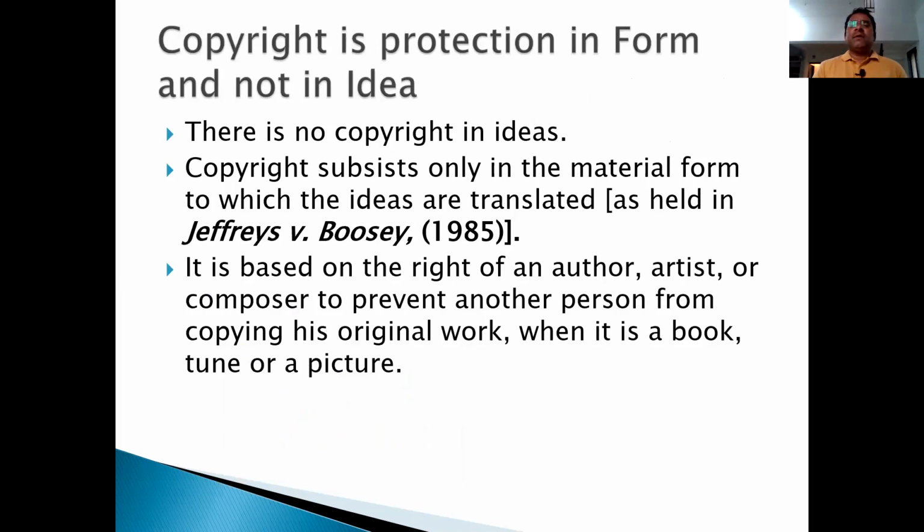Copyright is protection in the form and not in the idea. This has been already discussed, but yet we will deal with one of the cases here. Jeffries versus Boosie. It is based on the right of an author, artist, or composer to prevent another person from copying his original work, when it is a book, tune, or a picture. Okay. So if a work has been converted into a material form, copyright is available only in that particular material form and not in ideas alone.